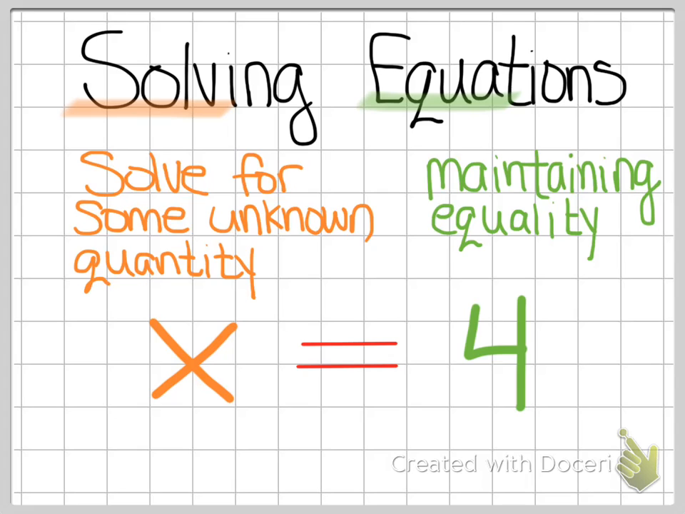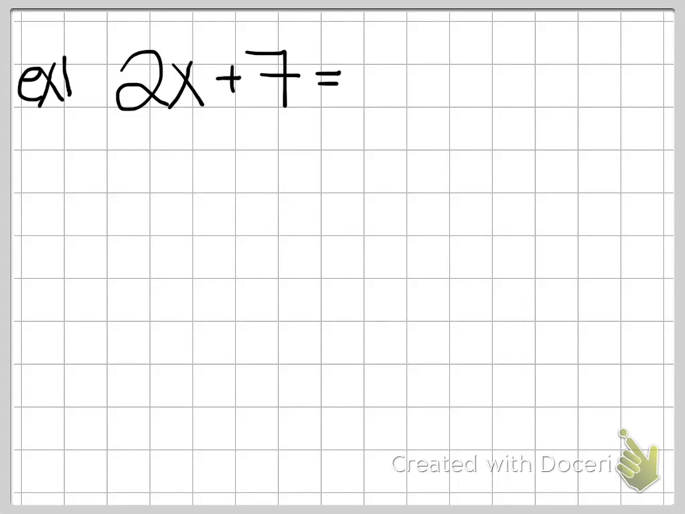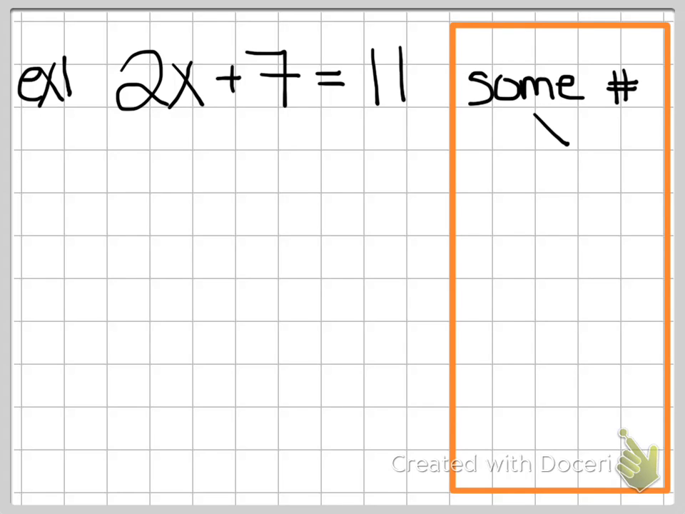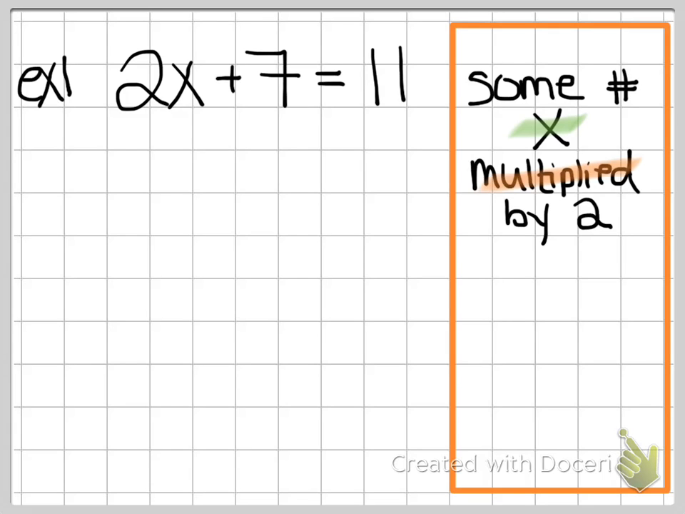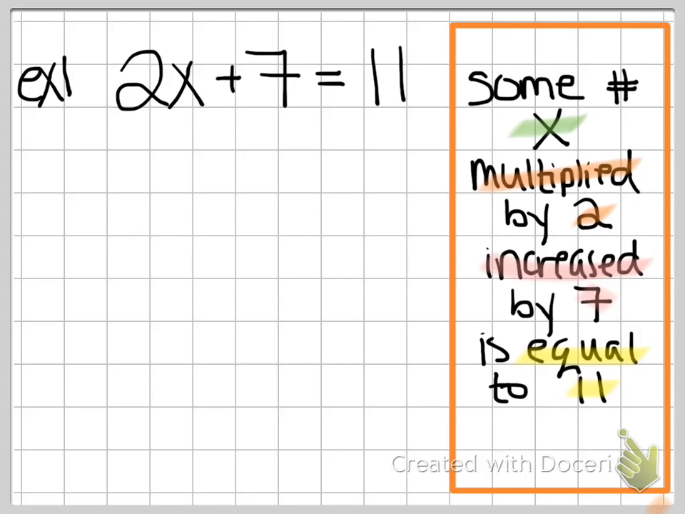So with that in mind, let's practice with our first equation. When you see that, ask yourself, how do you read it? What do you see? Well, every algebraic equation tells a story. And what does this one tell you? When we read right to left, you can see that we begin with a variable. Some unknown x is being multiplied by 2, then increased by 7, and is equal to 11.